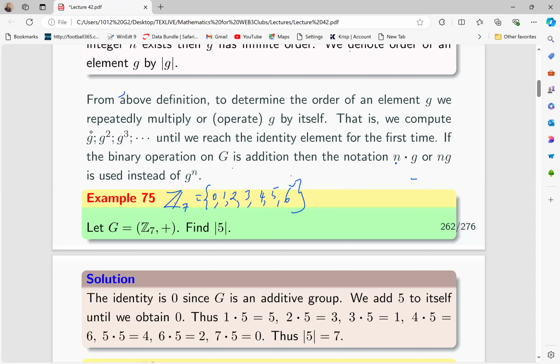So 5 once is just 5. 5 twice, this mod 7 is 3. 5 plus 5 is 3 mod 7. Is that okay? And then what about 5 plus 5 plus 5? This will be 1 mod 7. And we know what we are doing because we've done this before.